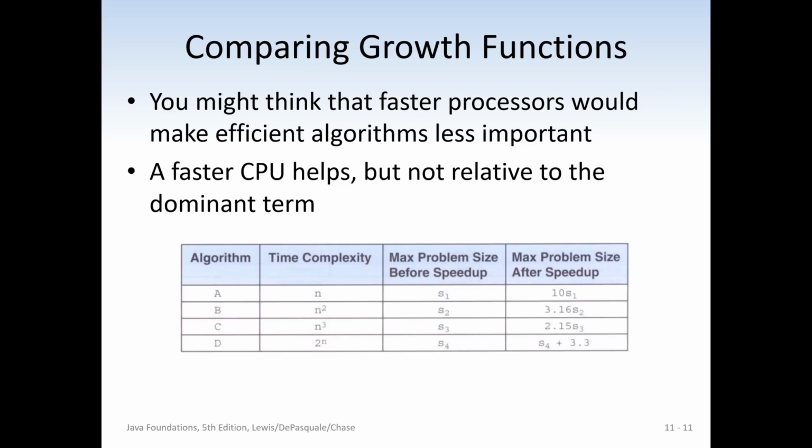All right. So you might think that faster processors would make efficient algorithms less important, but actually, that's not the case. A faster CPU helps, but it's not really relative to the dominant term. So let's think about an exponential algorithm. Let's say we picked an exponential algorithm because for some problems, that's all that exists, right? So let's say we pick an exponential algorithm, 2 to the n, all right? And let's say our processor speed doubles. Doubling is pretty good, right? I mean, how often does Intel come out with a version of a processor that doubles? So let's say we double the speed of the processor.